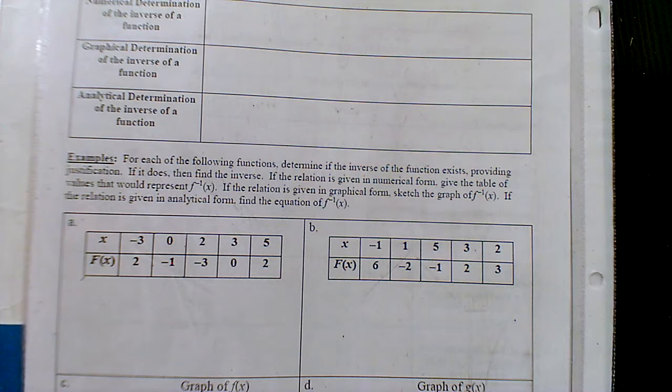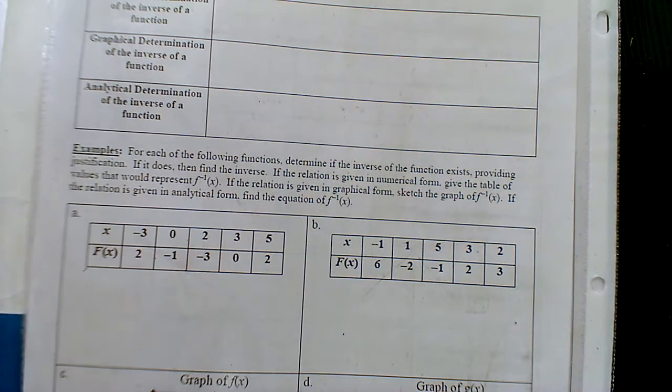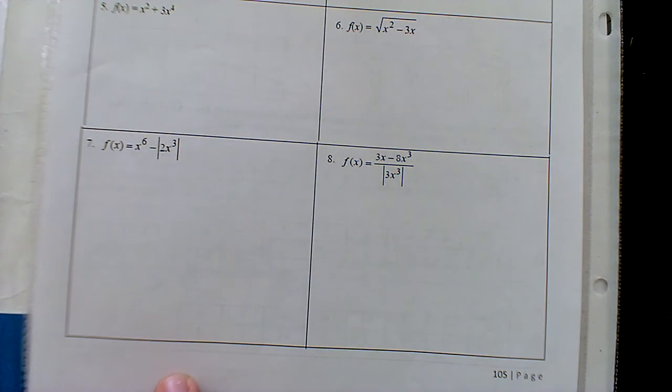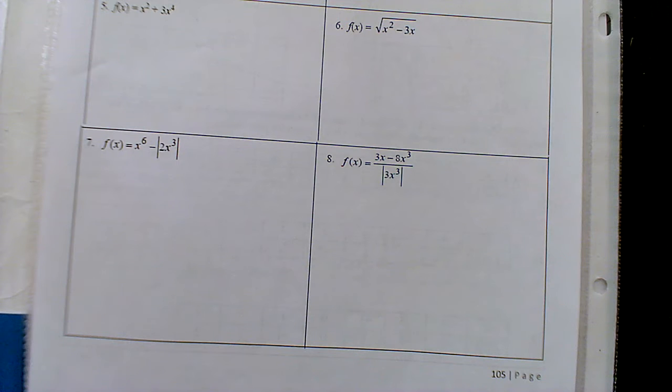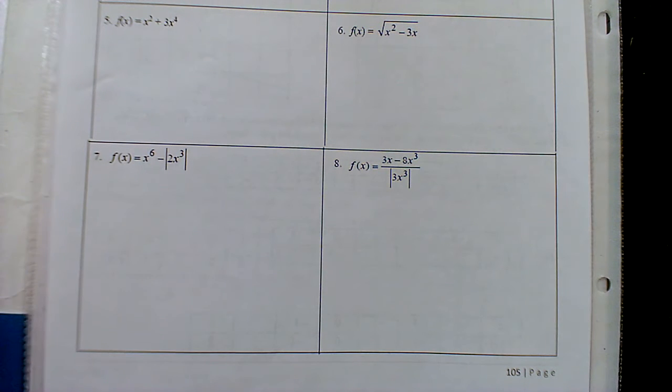What page, Mario, is that one on? 105. Number 8? Okay, so looking at page 105, number 8, the directions say to determine if it's even, odd, or neither. So we have to plug in negative x, the opposite of some x value we choose, and we're going to see what we get out.